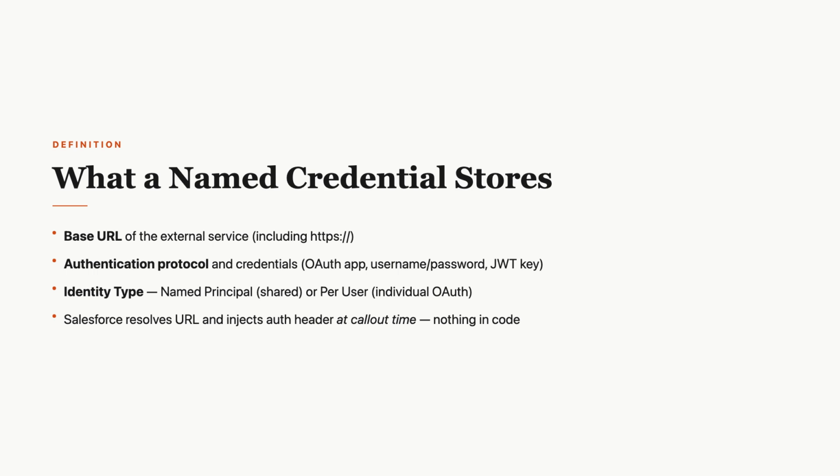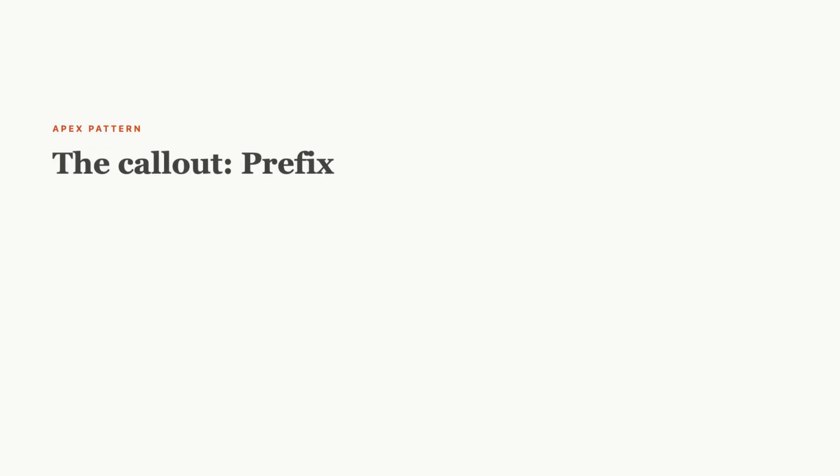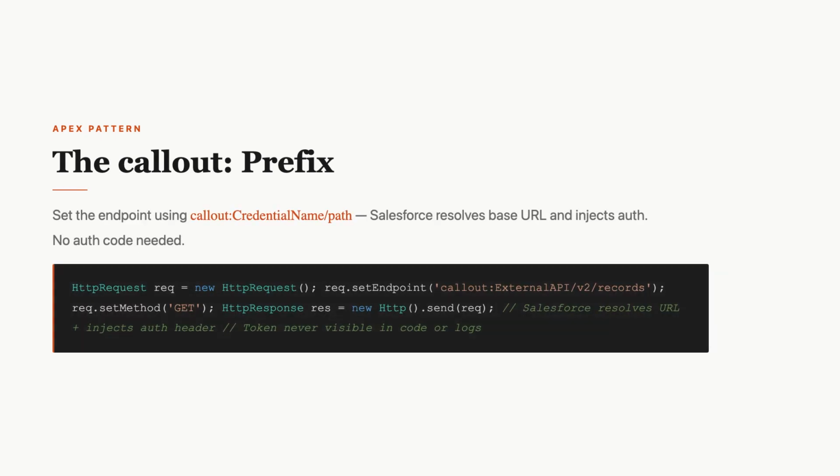The syntax change in Apex is minimal. Instead of a hard-coded URL or a custom setting lookup, the endpoint becomes callout:CredentialName/path. Salesforce sees the callout prefix, finds the named credential with that name, replaces it with the stored base URL, appends the path, and constructs the full URL. At the same time, Salesforce reads the authentication configuration and appends the appropriate header, a bearer token, a basic auth header, an AWS signature, without any code involvement.